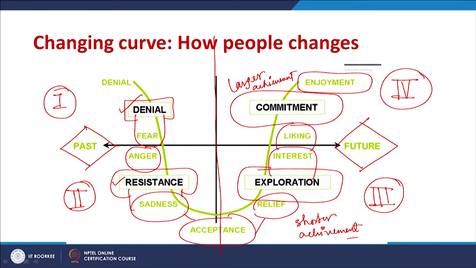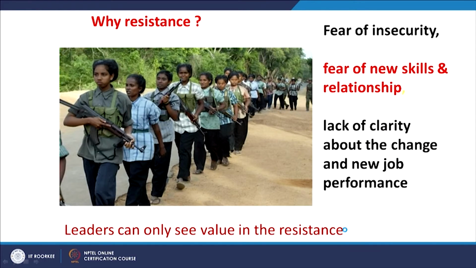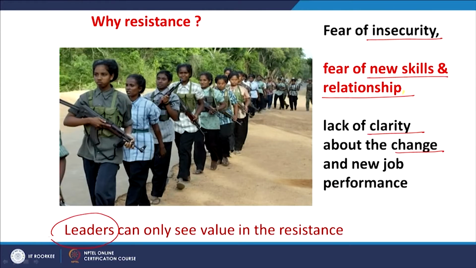Now, what is our role in each stage? The resistance comes from the fear of insecurity, the fear of new skills and relationships, and the lack of clarity about the change and new job performance. When computerization first came, people feared that it would take their jobs away, and whether they would be able to perform in the new situation or not. Appropriate leaders see the value in the resistance, because people want to reflect their learning, they want to challenge the new change, and after some time they want to explore. That is why managers and leaders see the value in the resistance.